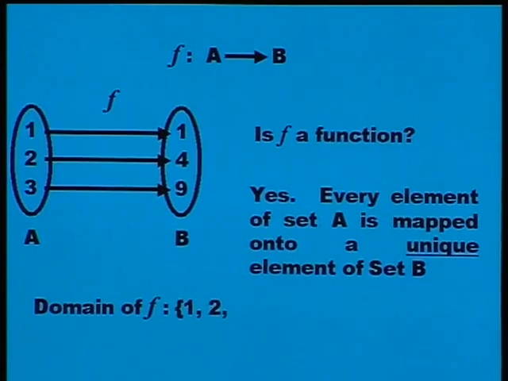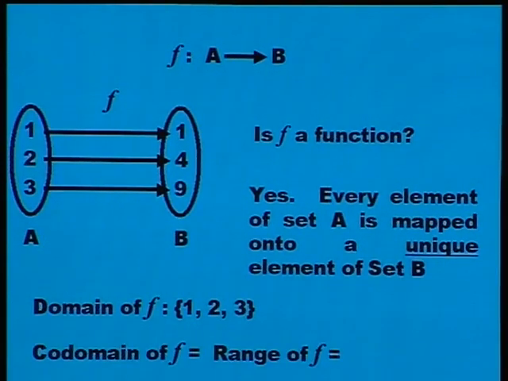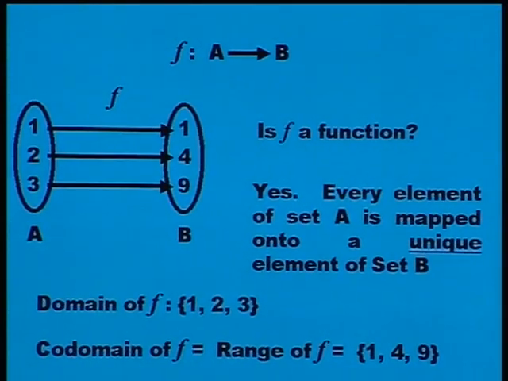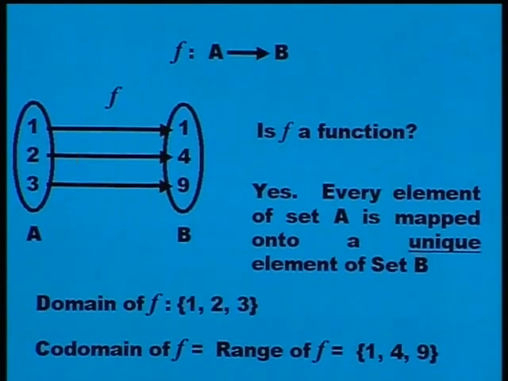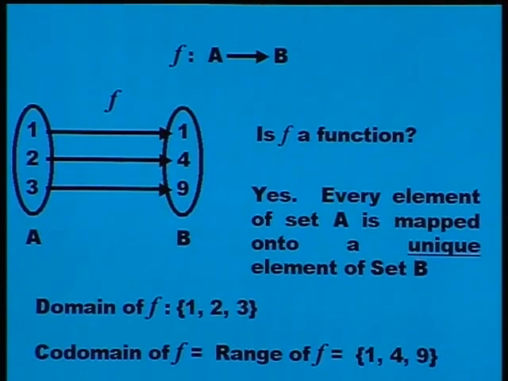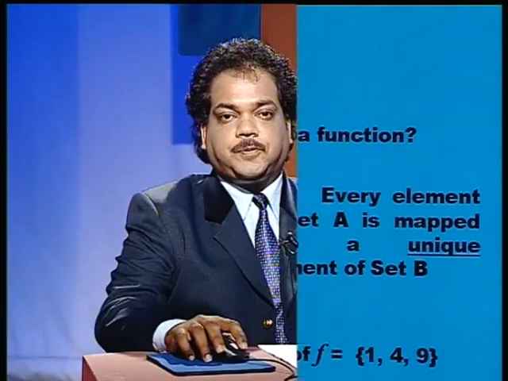Similarly, what is the domain of the function f? It consists of the elements 1, 2, and 3. What is the codomain of the function? Codomain contains the elements 1, 4, and 9. And since these elements themselves are the images, then we will say here the codomain is same as the range, and it contains the elements 1, 4, and 9. Let's take another example of a relationship, and we'll see whether it is a function. Consider a function f from set A to set B.